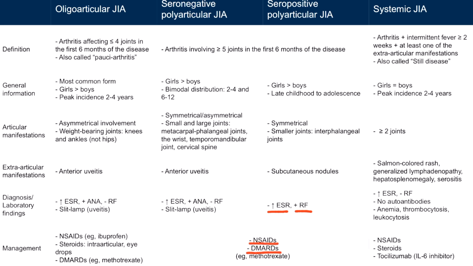All right, next is systemic JIA. In this type, arthritis is accompanied by intermittent fever that lasts for 2 weeks or more, plus at least one of the extra-articular manifestations associated with this disease. We will discuss those shortly. Systemic JIA is also called Still disease. It affects girls and boys equally, and its peak incidence is at 2 to 4 years.